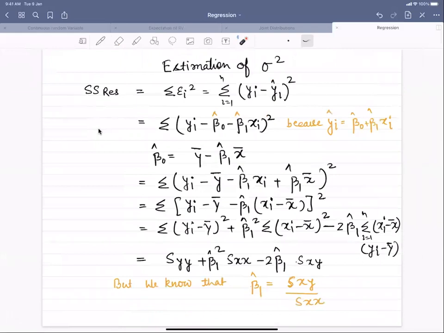Now one problem that often comes up is the estimation of sigma square. Sigma square is the variance of the y_i values at each value of x. Often we do not know sigma square beforehand. We have to estimate it from the data.